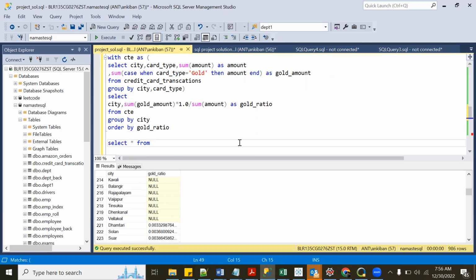Sorry, I'm not able to hear you. So what I'm saying, let's see. Where city equal to, let's say, Kavali. Okay. And let's do distinct card type.